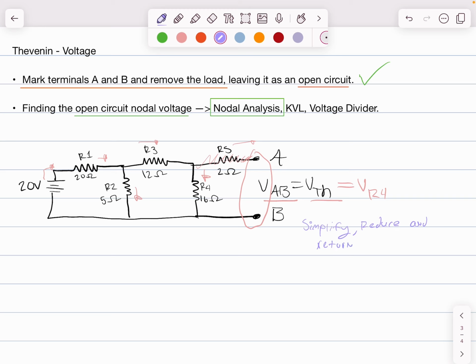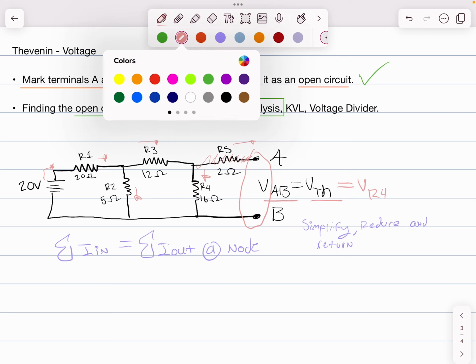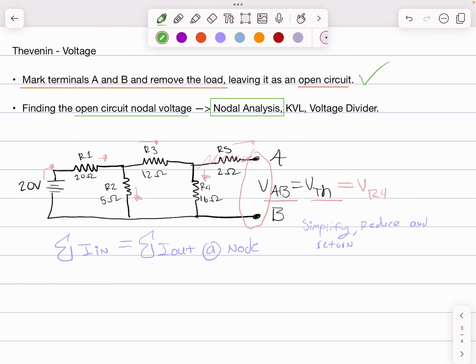Here, I am going to use nodal analysis. And if you're unfamiliar with nodal analysis, it is looking at KCL and saying the total currents in equals the total currents out, and this is at a singular node. Okay? And then I'm going to model those current directions. I'm going to draw these current directions in green and also purple respectively.